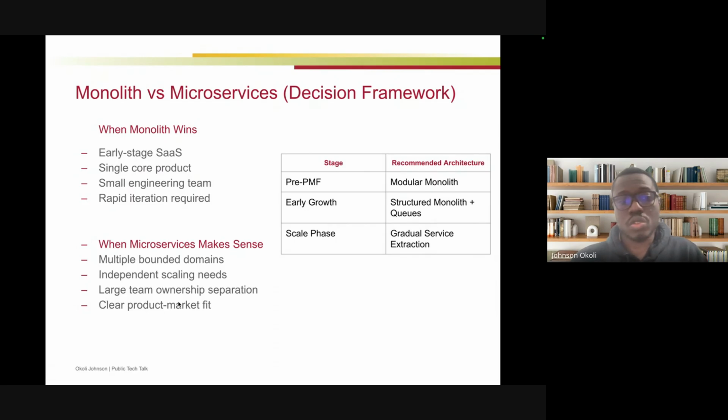The ownership mentality: you can have a certain team own certain services, and then you'd always need to reconcile on different modes of operation for those services. So this is just a brief table to juxtapose the two stages that require microservice architecture and monoliths. At pre-production, you want to use the modular monolith. At early growth, you want to use the structured monolith. At full scale, you want to go into the full microservice architecture.